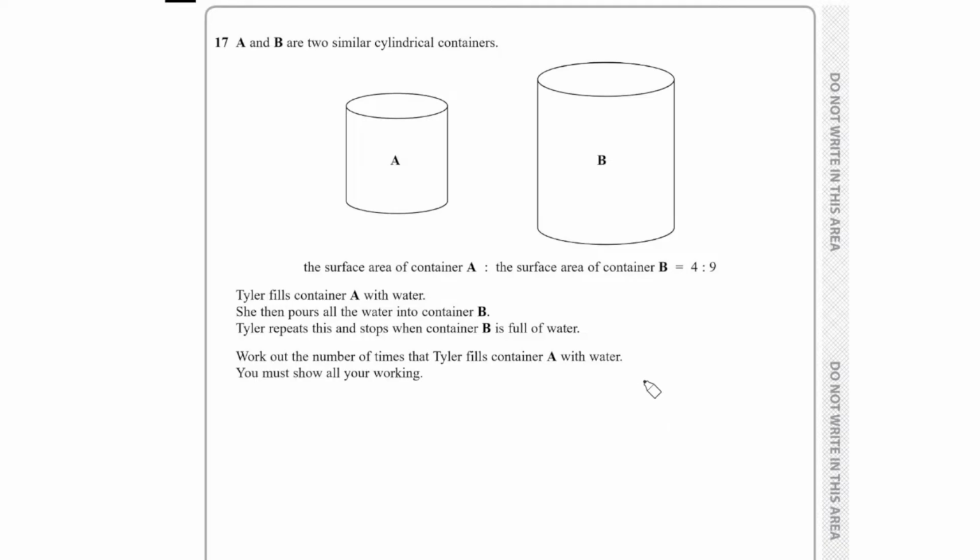Okay, question 17. So A and B are 2 similar cylindrical containers. This is the key thing here, similar. Surface area of container A to the surface area of container B is 4 to 9. This is kind of key numbers here, they've chosen those deliberately. Tyler fills container A with water. She then pours all the water into container B. Tyler repeats this and stops when container B is full of water. Work out the number of times that Tyler fills container A with water.